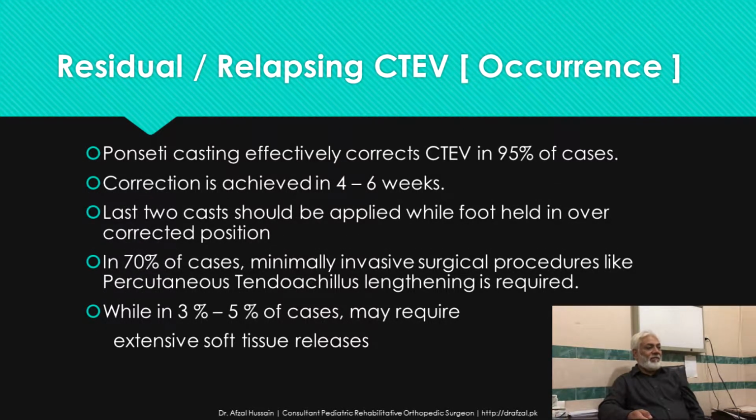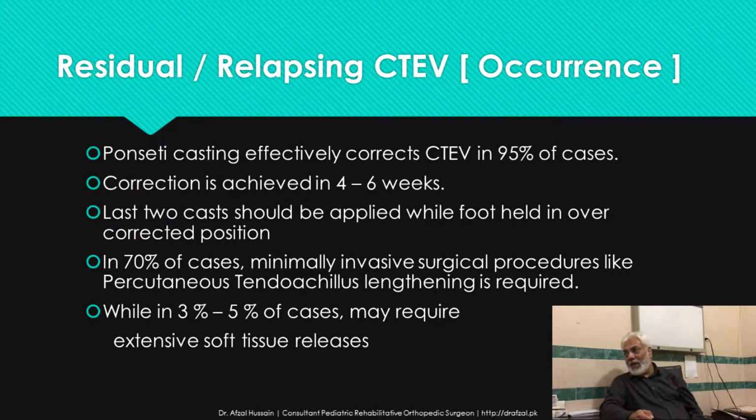So Ponseti casting effectively corrects about 95% of the cases. But we also face 5%, which is also a large number. Correction is achieved in the majority of cases in 4 to 6 weeks. The last 2 casts should be applied while the foot is held in an over-corrected position. And in 70% of cases, minimally invasive surgical procedures like percutaneous tendo-Achilles lengthening are required, while in 3 to 5% of cases, they may require extensive soft tissue release.